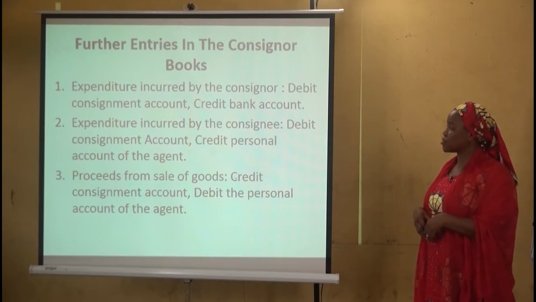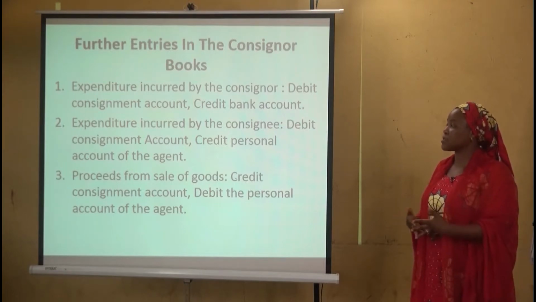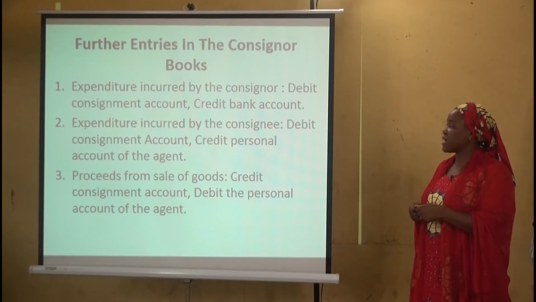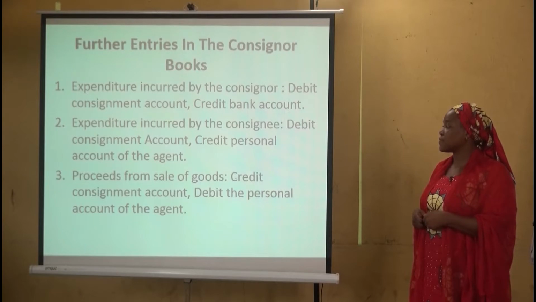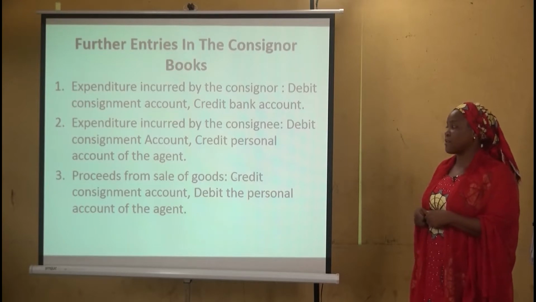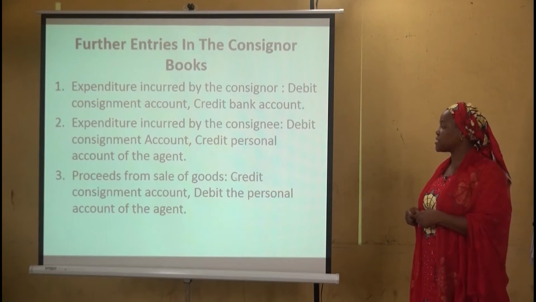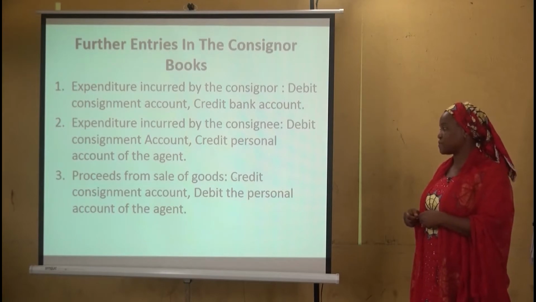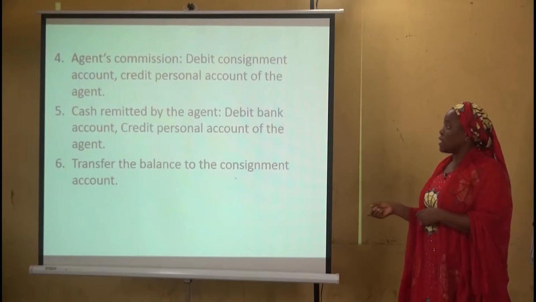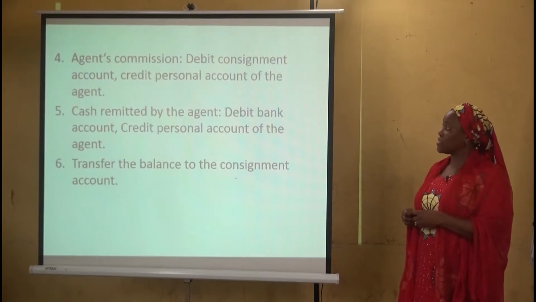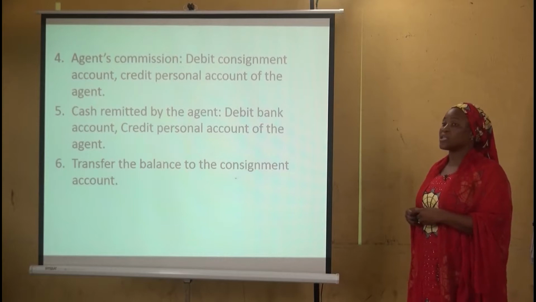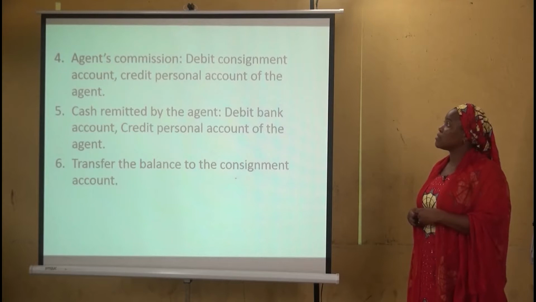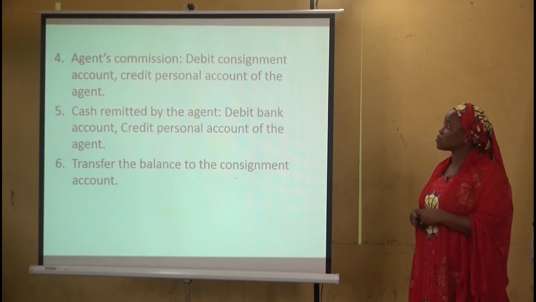Number 3, proceeds from sales of goods. Proceeds from sales are money collected for the goods sold to customers. When these proceeds are collected, we credit consignment account and we debit the personal account of the agent. Number 4, agent's commission. When the agent has collected his commission, the consignment account is debited. Then we credit personal account of the agent.